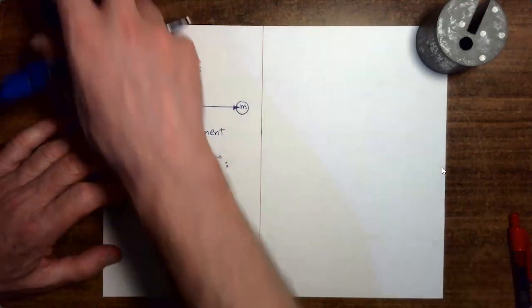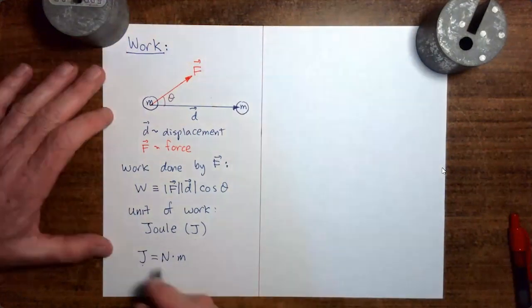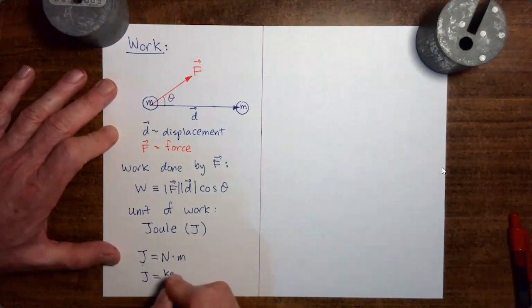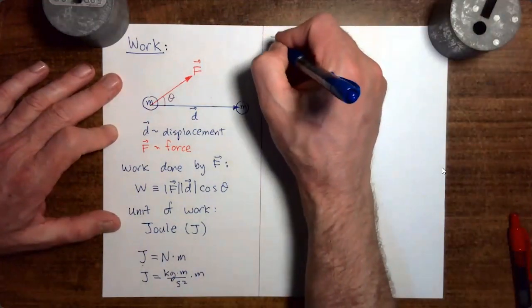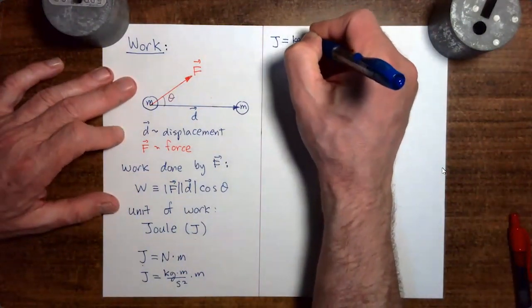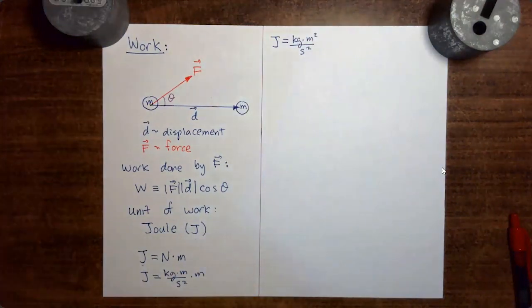Now, it's also useful to be able to relate any of our units back to the fundamental units, which are kilograms, meters, and seconds. So to get joules all the way back to kilograms, meters, and seconds, let's put in that a Newton is a kilogram times meter per second squared. Then we're multiplying by meters here. So we can relate a joule to the fundamental units by saying joule equals kilogram times meter squared over second squared.